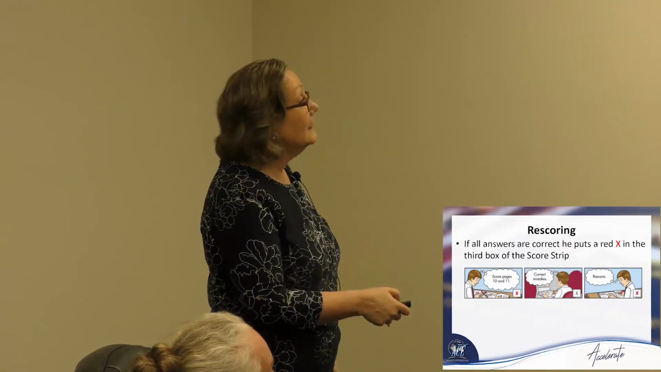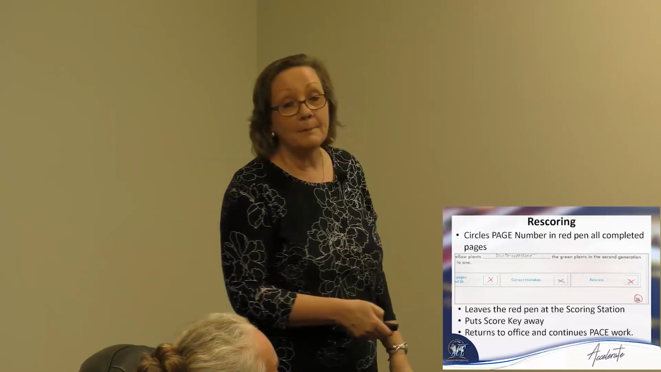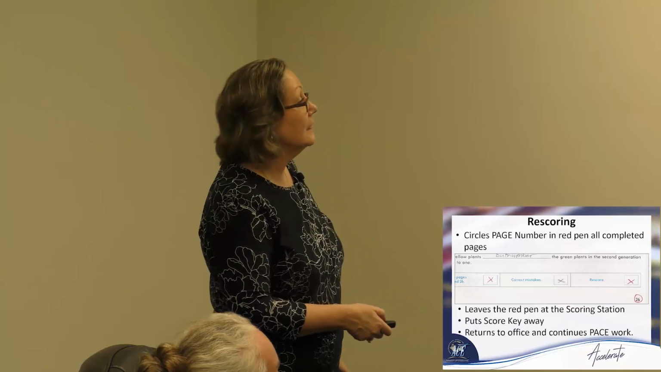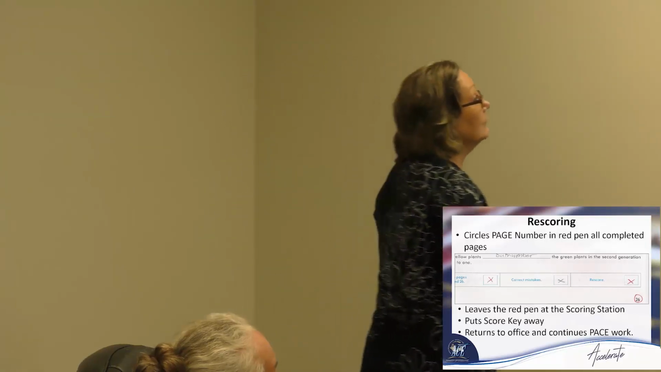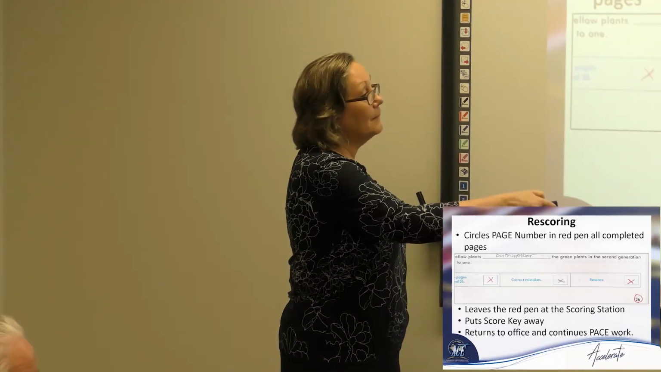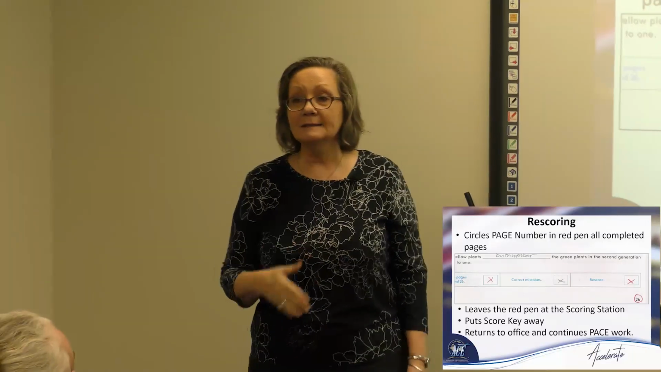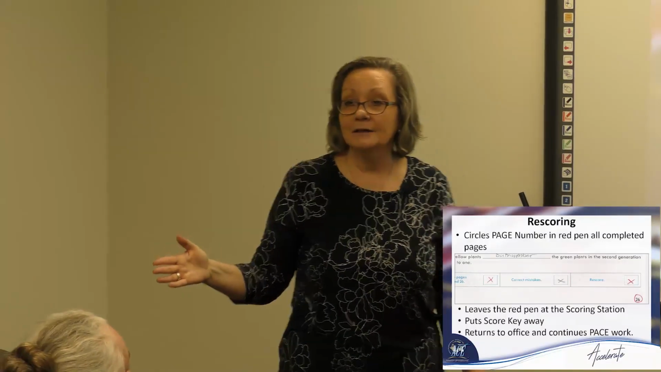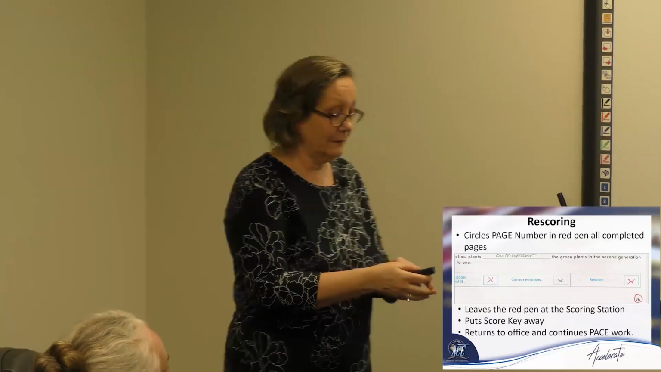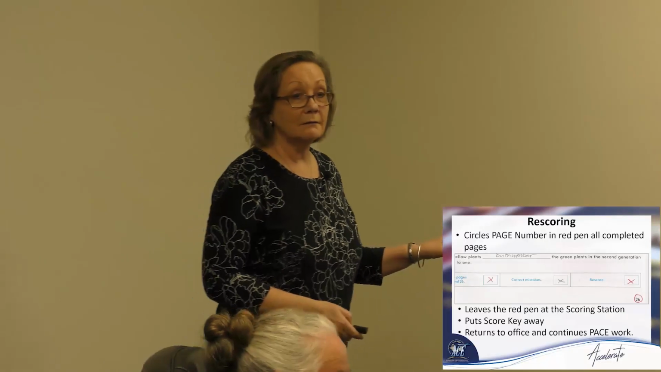The student then goes back and does another check through their PACE and checks that they have answered everything and corrected everything. When they've done that, they circle the page number with the red pen at the scoring station. And that says everything on this page is now complete. So that's the double check. Okay? Everybody clear on that so far? Yeah? Cool.